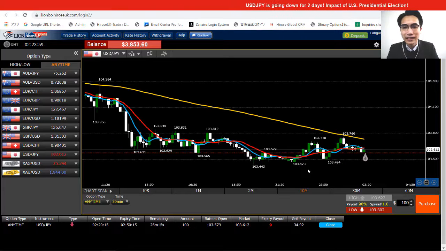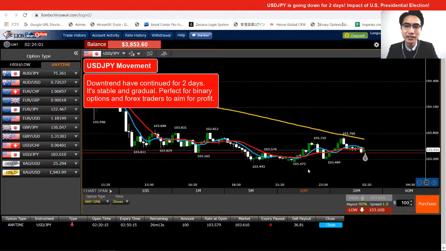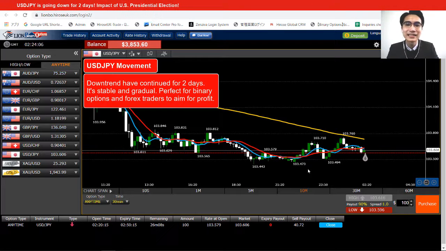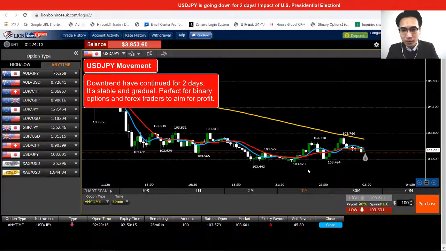The downtrend here on the 10 minutes chart has actually continued for 2 days already, and the chart I'm using here is a live chart, so this is what is happening right now in the markets. The trend is really stable and lasting for a long time, so that's why I would suggest, if you want to trade the US presidential election, that you take a look at a slightly longer time frame. Just like what I did here, I used a 10 seconds chart, and the price movement here is really stable.